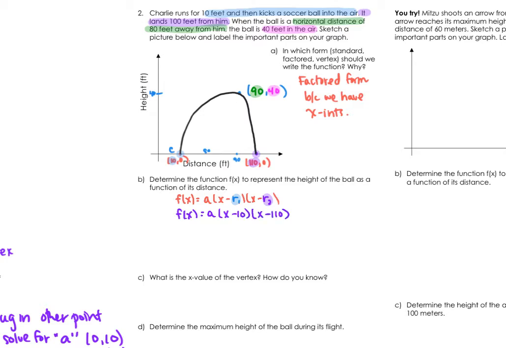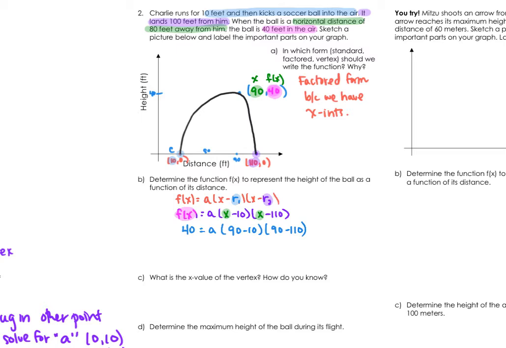Then, just like in the previous problem, we need to use this point, which we're going to plug in for x and f of x, or for x and y. So plugging in f of x, and we're going to be plugging in 90 for x. Then we can work backwards to solve for a. Plugging that in, you get 40 equals a times (90 minus 10) times (90 minus 110).